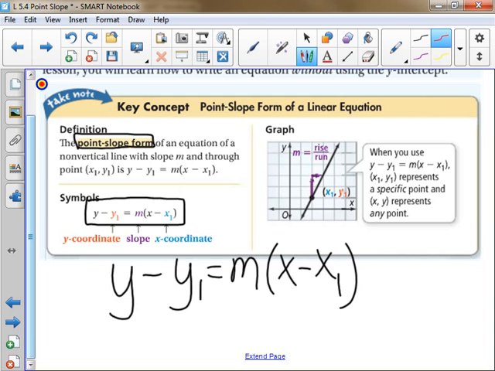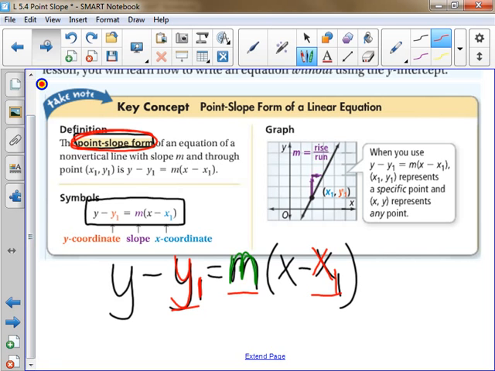Here's what this means. Y minus y1 means y minus the y coordinate of one point. And that's equal to m, you should already know this is the slope, times the quantity in parentheses x minus the x coordinate of one point. So this equation has a slope and the coordinates of a point, which is why it's called the point-slope form.